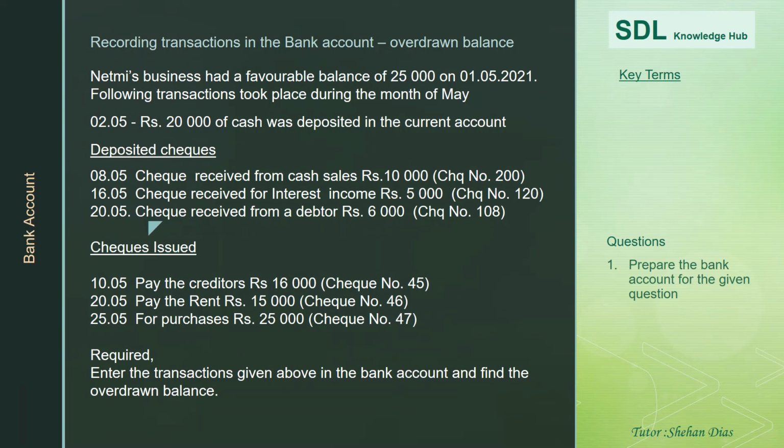We will look at another sum where we have an overdraft balance after recording the transactions in the bank account. So in this sum, net means business, you have been given the opening balance, which is a favorable balance, and checks deposited and checks issued. So record these transactions and balance the bank account and find the overdrawn balance.